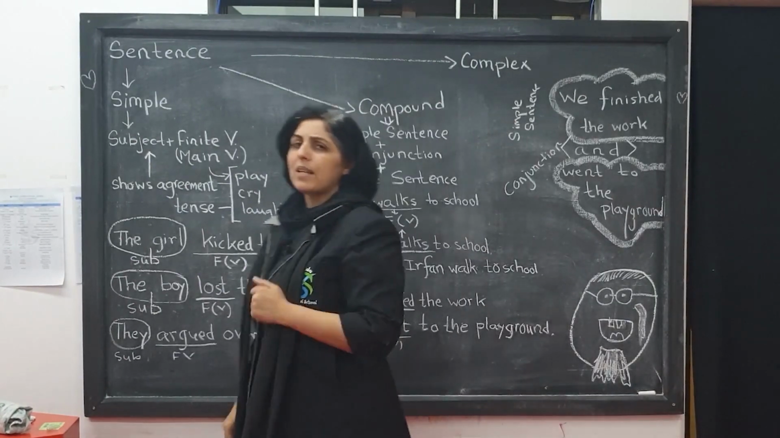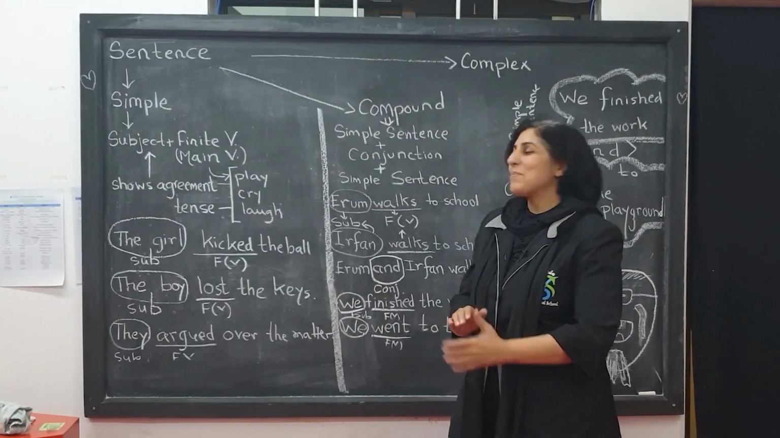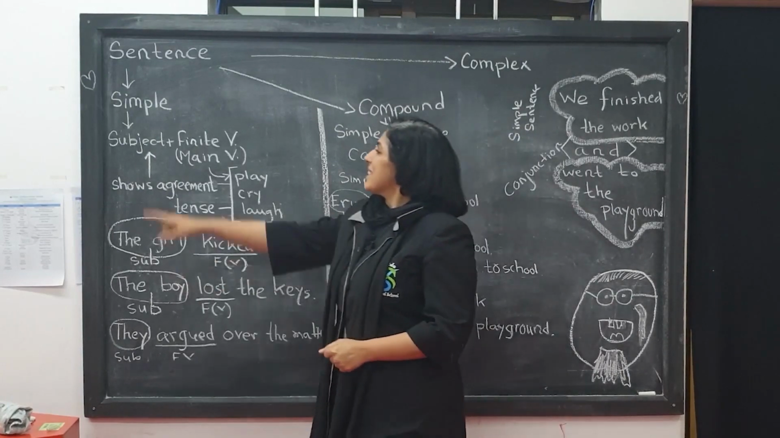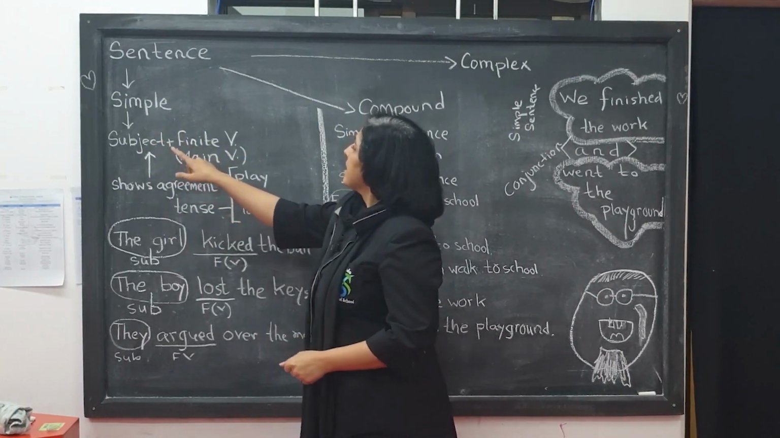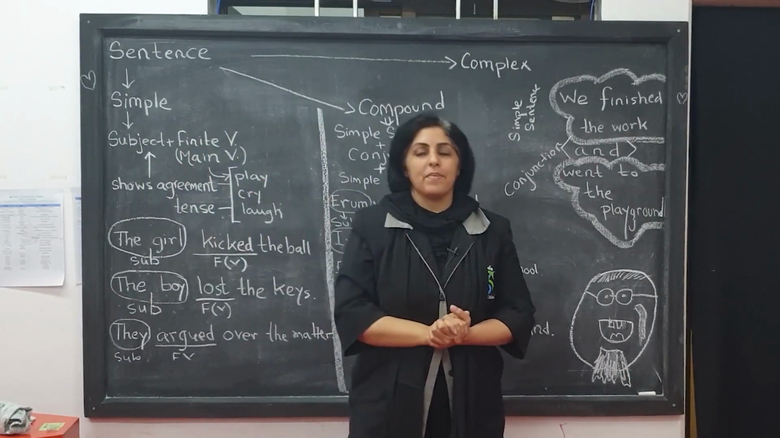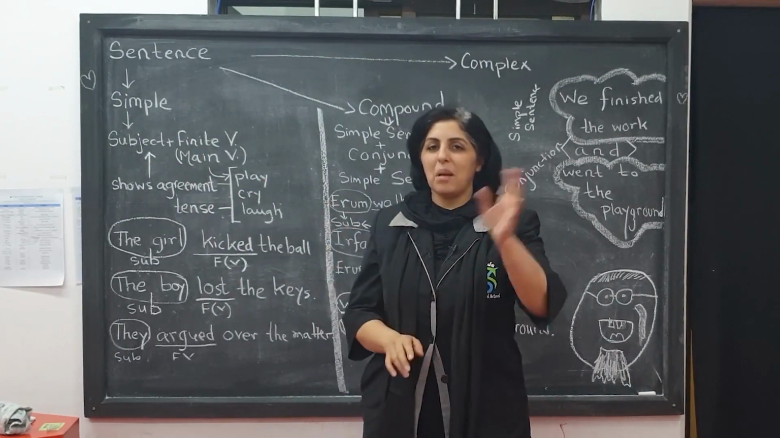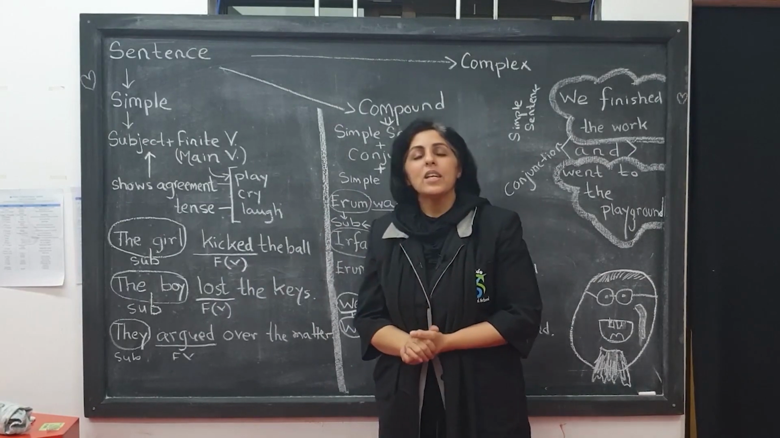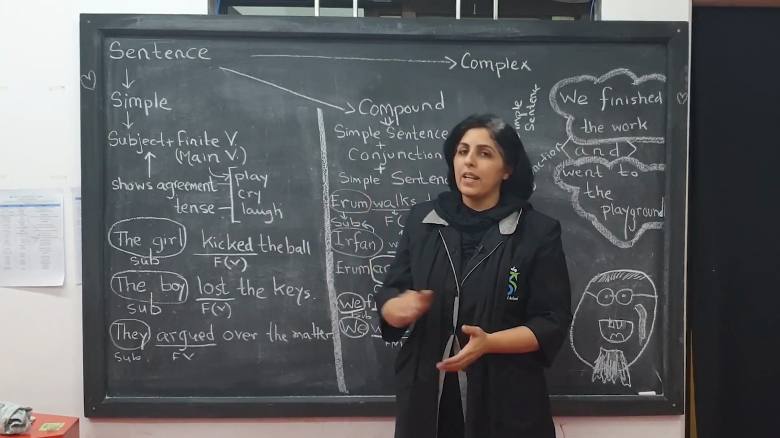Alright, so let's start with simple sentence. What is a simple sentence? Simple sentence is when a sentence has a subject and a finite verb. Technical terms, subject, finite verbs, right? So what's a subject? What's a finite verb?